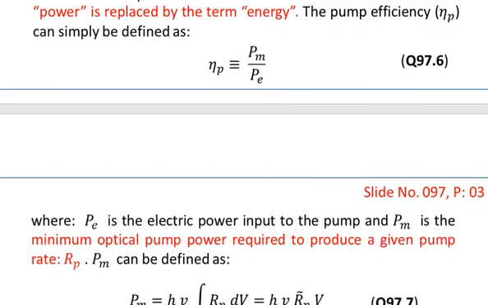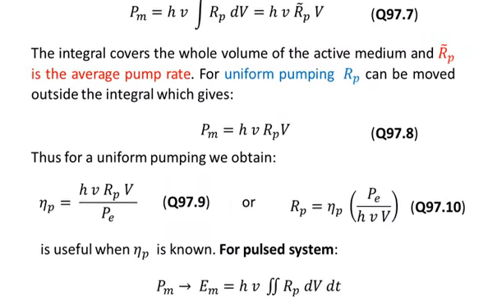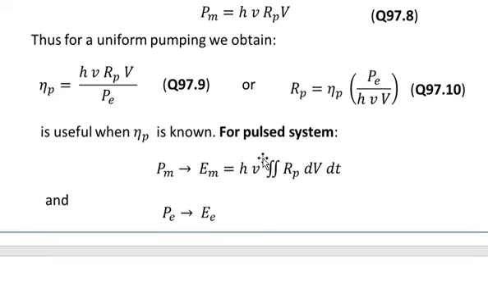So using the value of PM that we have derived in equation number 8, we can write equation number 9 as eta P is equal to h nu multiplied by RP multiplied by capital V divided by PE, the electrical power given to the pumping system. And we can solve this equation for the value of RP in terms of the other quantities. So you see that this expression given in equation number 10 is only useful when eta P is known. So if eta P is known, then RP can be computed.